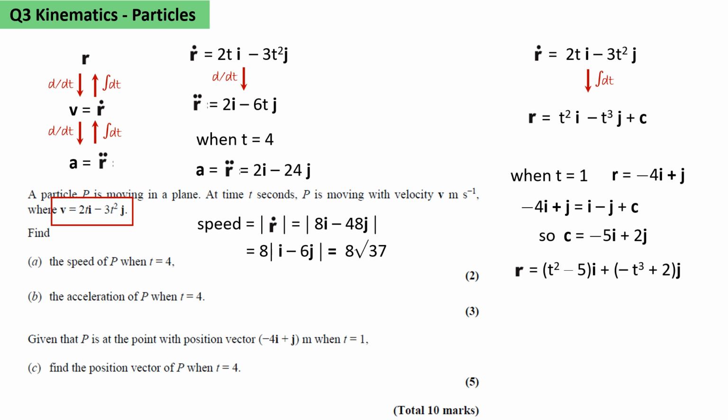And substitute it back into the original expression and group the i and j components together. So we get the displacement, t squared minus 5 i plus minus t cubed plus 2 j. So to find the position vector of P when t equals 4, we simply substitute t equals 4, and we get r equals 11i minus 62j.